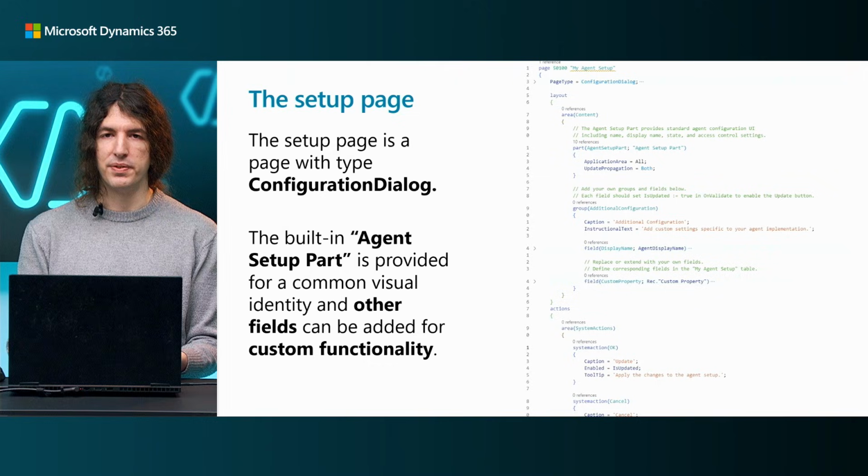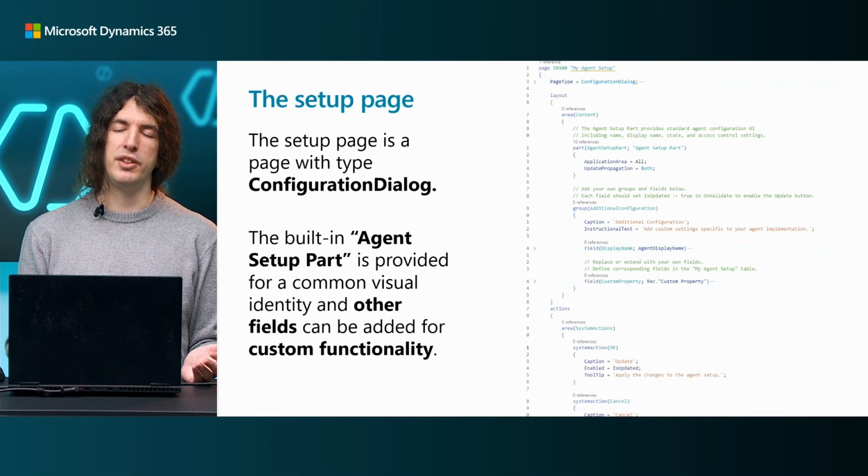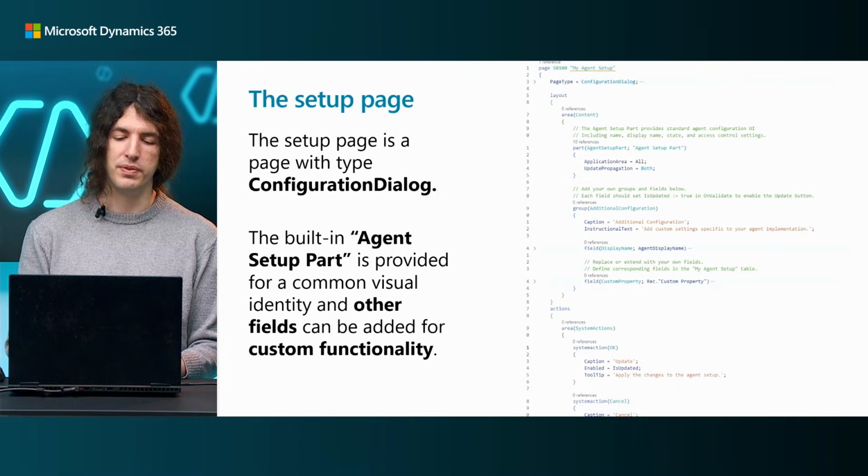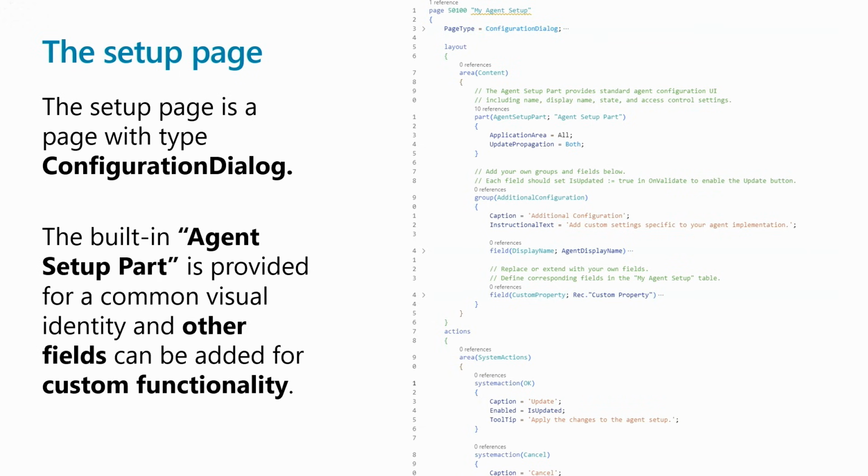What is the setup page? The setup page is a normal page in Business Central, except we have a new type, the configuration dialog, which is specifically designed for making agent setup pages. It has a few parts. The first part is the agent setup part, which is a standard component that gives you some basic information about the agent, like its name, a toggle to turn it on and off, and a few other things. Then you add your own functionality in case you want to add custom settings for your agent.